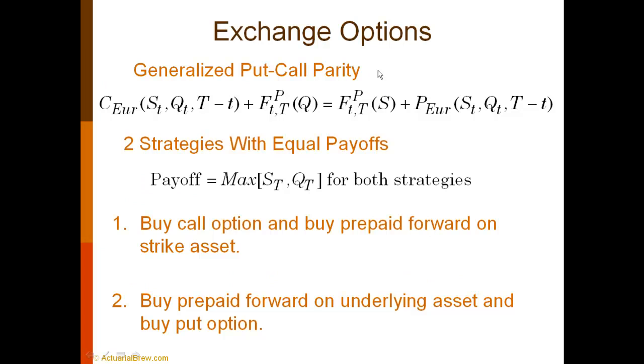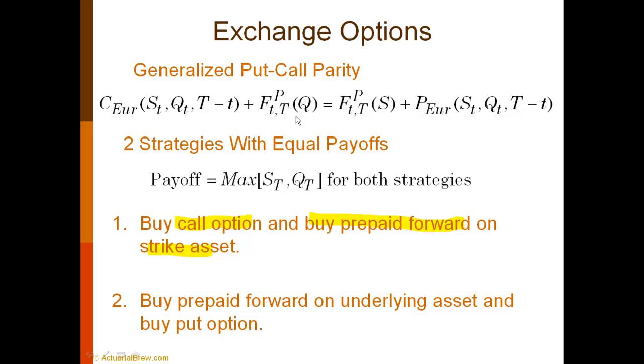Put-call parity for exchange options looks very similar to put-call parity for regular options. But over here we see that we have replaced the present value of the strike price with the prepaid forward price of the strike asset. Let's use this version of put-call parity to consider a couple of different strategies. The first strategy is suggested by the left side of the equation here, and it is that we will buy a call option, that's suggested by this right here, and then we're also going to buy the prepaid forward on the strike asset, and that's suggested by that portion there.